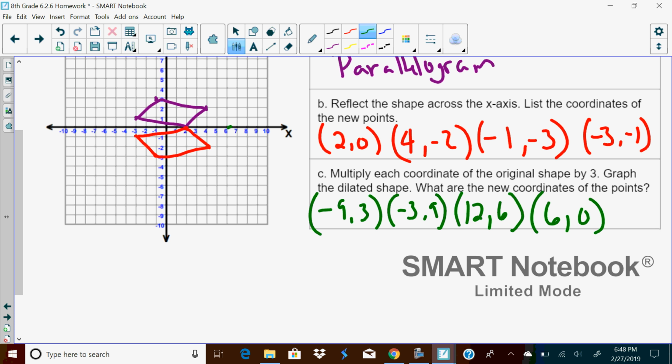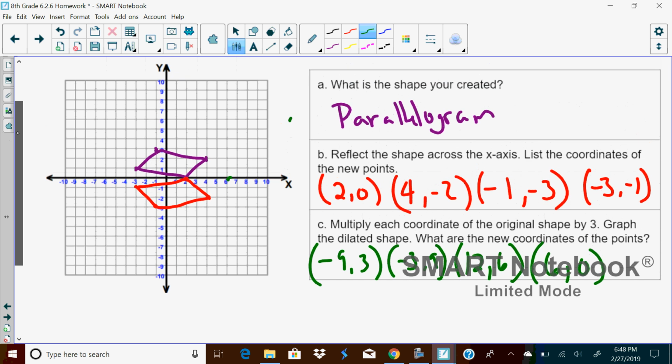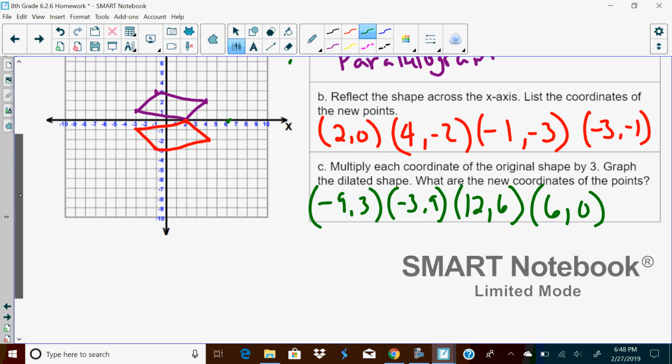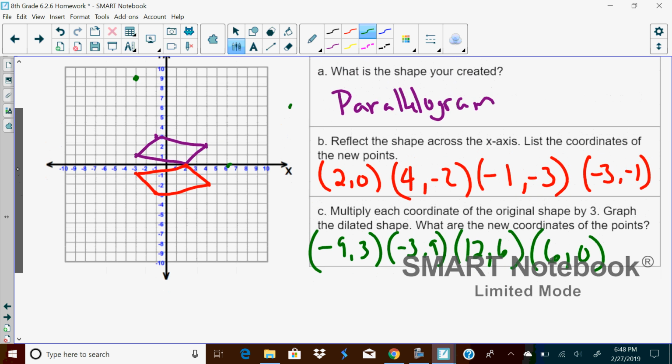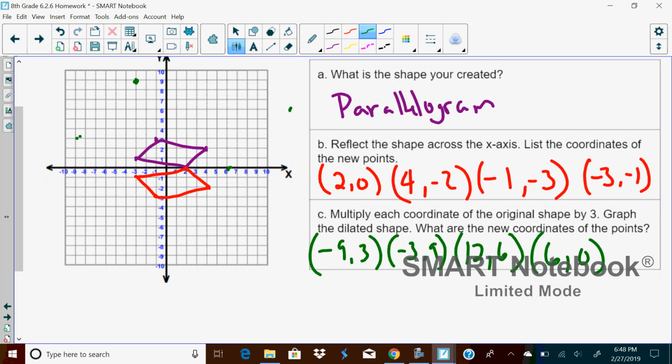So 6, 0 is right here. 12, 6, drawn off a little bit, is right there. -3, 9. There, and -9, 3. So it looks like that.